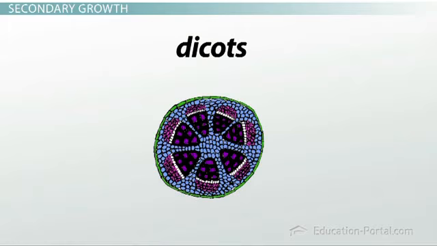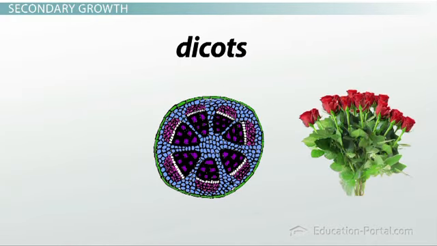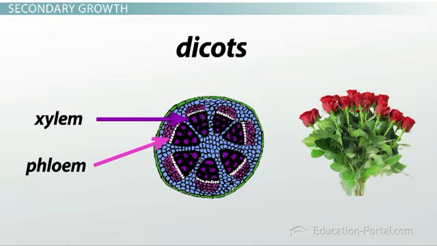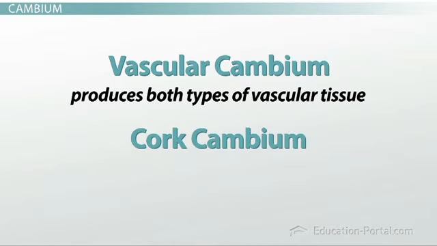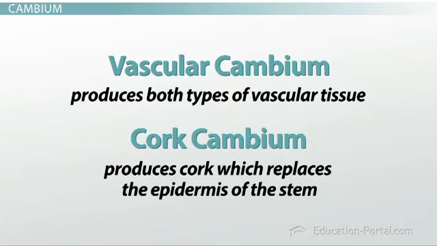However, in dicots, which are more advanced flowering plants such as roses and apple trees, the xylem and phloem are found in rings with the xylem on the inside and the phloem on the outside. This organization allows for secondary growth of plant stems. There are two types of tissue used during secondary growth, vascular cambium and cork cambium. Vascular cambium produces both types of vascular tissue, the xylem and the phloem. Cork cambium produces cork, which replaces the epidermis of the stem.